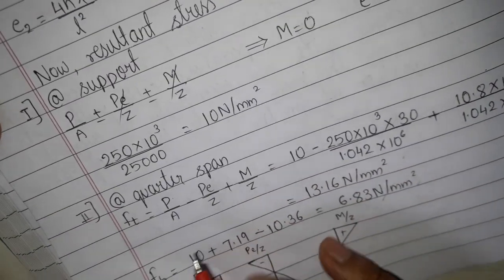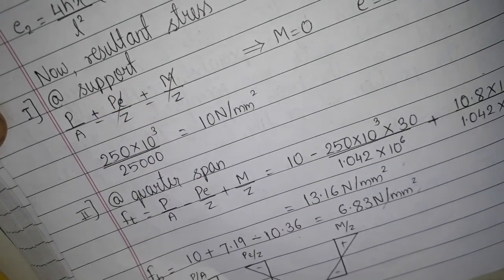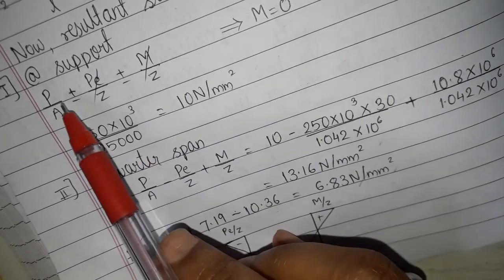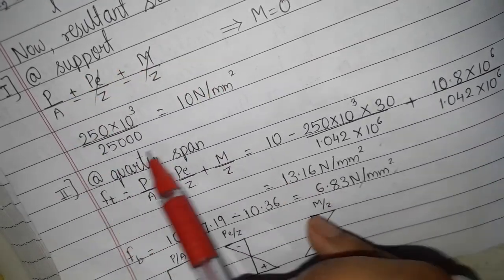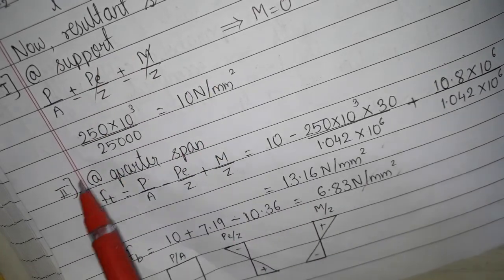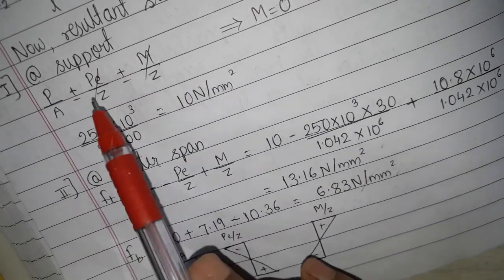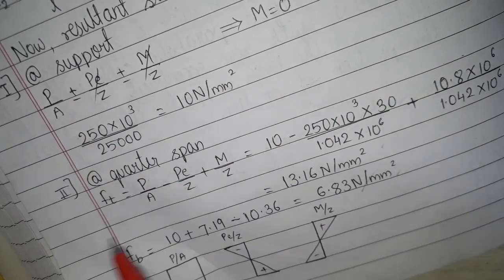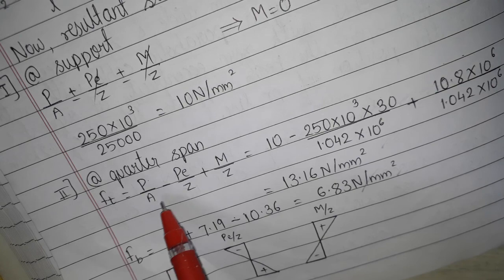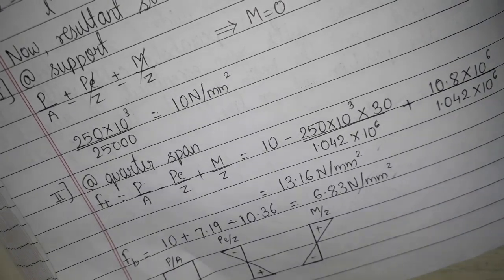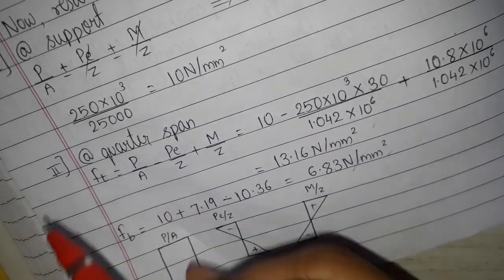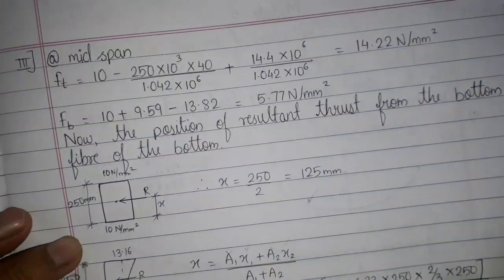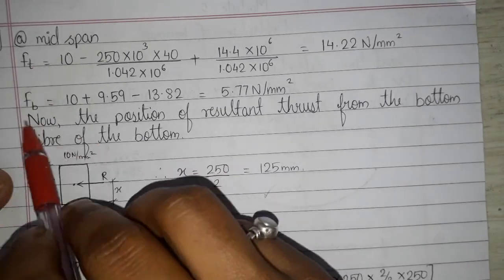Here you have to find out the resultant stresses now. At support, again the formula is P by A plus or minus P e by Z plus or minus M by Z. Based on that, you find out the stresses at support and at quarter span. At support, M is 0 and e is 0, so you are left with P by A. But at quarter span you have to find out both P by A plus and minus, FT at top and FB at bottom, both. Then again at mid span, you have to find out both FT and FB.